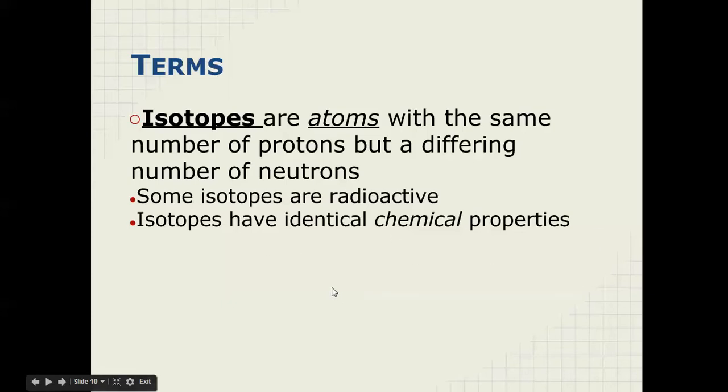So in almost all circumstances, isotopes are going to behave identically in chemical reactions. Now, isotopes can have slightly different physical properties like boiling point and density, but their chemical properties are the same.